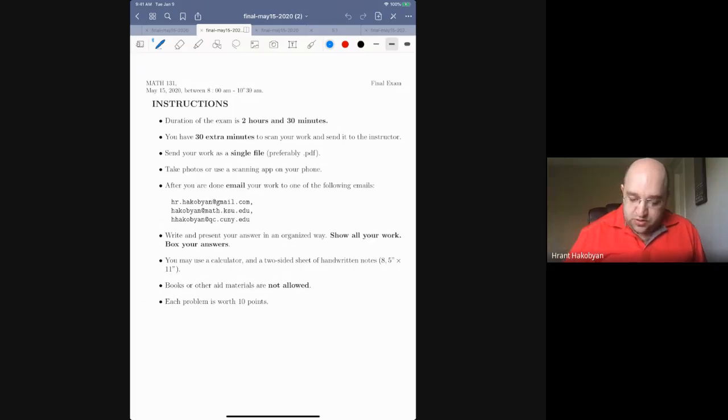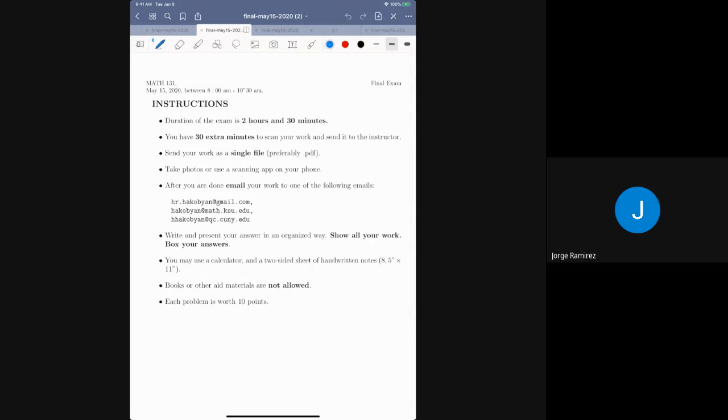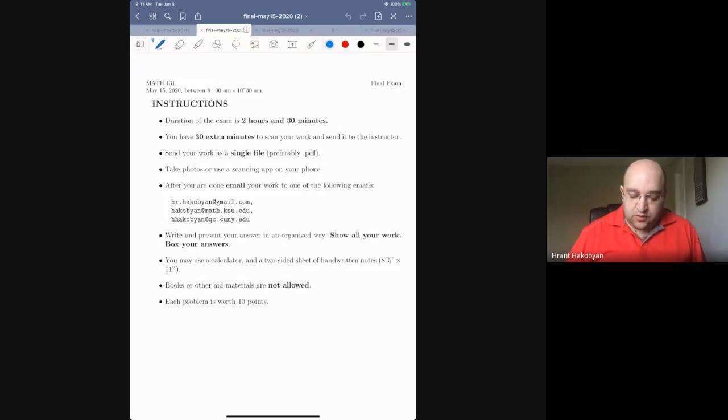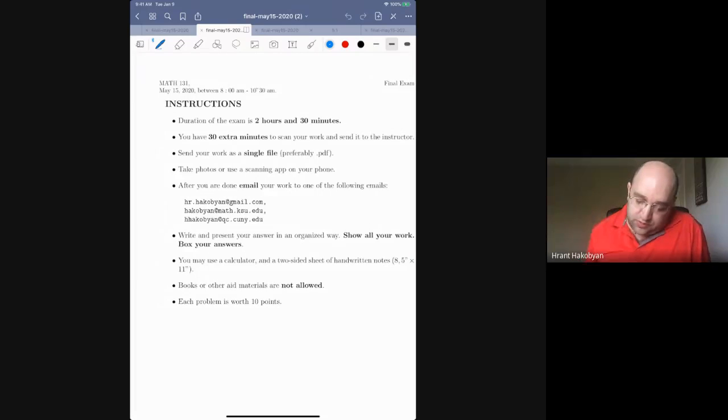one two-sided sheet of handwritten notes, 8.5 times 11 inches. No other materials are allowed. I will have 10 problems on the exam, and each one will be worth 10 points. So it will be 100 points, and each problem will be worth 10 points. That way, if you do just the easy problems, you will still get quite a bit of points.